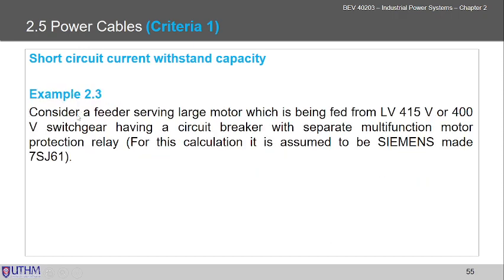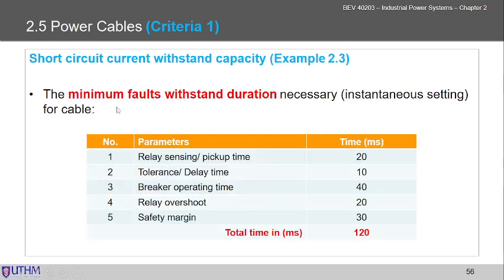Example here: you consider a feeder serving a large motor, fed from LV 415 volts or 400 volts switchgear, having a circuit breaker with a separate multifunction motor protection relay. In this case, it is a Siemens type. Then we try to calculate the minimum fault withstand duration, the instantaneous setting for the cables.